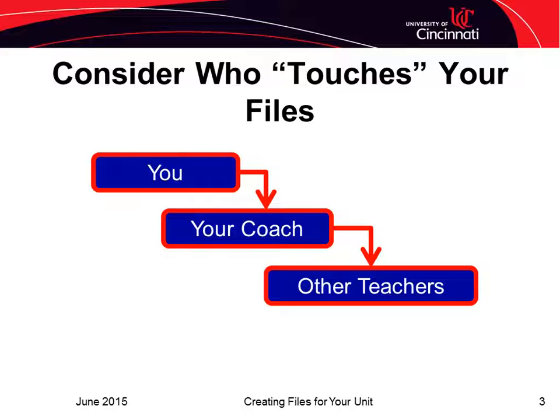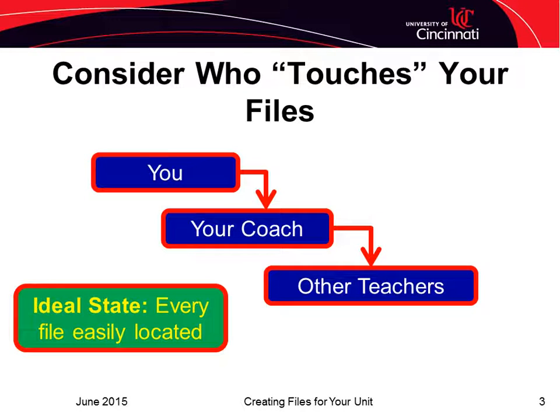If you consider that you are likely to generate 10 to 12 documents per unit, it becomes important to arrange documents to make them easy to find. Currently, there are approximately 700 documents archived on the unit website, so keeping these documents organized is extremely important. Our ultimate goal is to make sure that every file can be easily located.